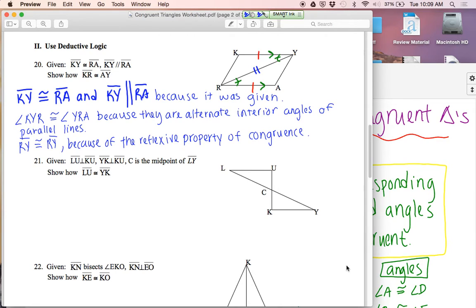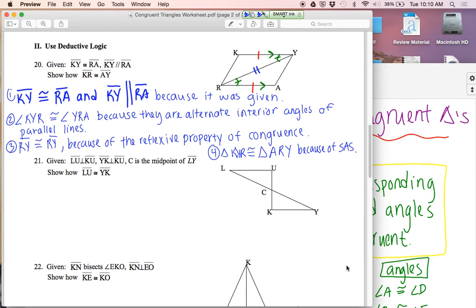So notice I basically have one statement here, I have another statement here, I have a third statement here. Now I've stated that my side, my angle, and my other side are congruent on these two triangles. So now I know that triangle KYR is congruent to triangle, and make sure you line it up. A corresponds with K, R corresponds with Y, and then the Y. So KYR is congruent to ARY because of side, angle, side.